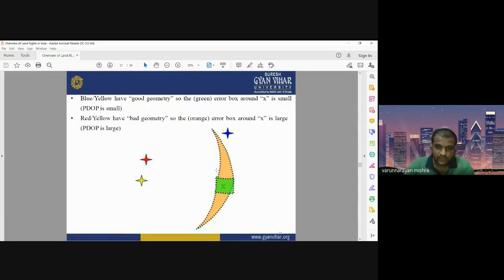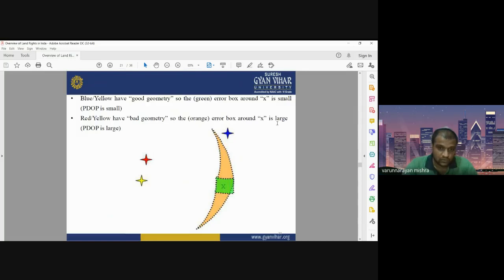They are well distributed in the space, so this is considered good geometry. In that case, your accuracy will be improved. Whereas if the two satellites, like the red satellite and the yellow satellite, are very close to each other, then it is considered bad geometry because they are very close to each other. Okay, so your accuracy will be affected, as shown by this orange box.